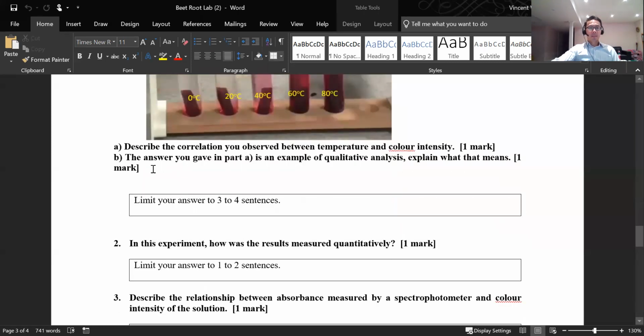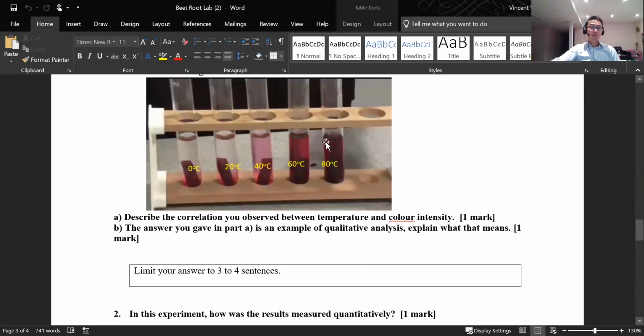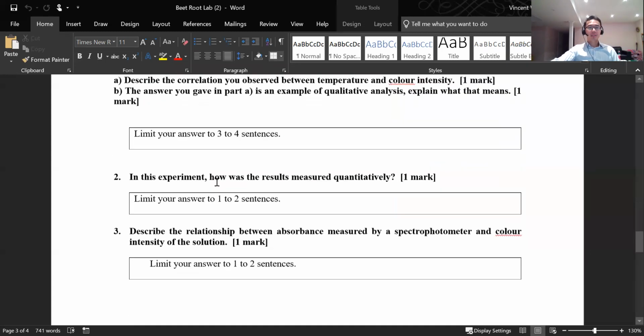Okay. Some people say qualitative analysis means it cannot be measured by a number. That's not necessarily true, right? We can actually measure the color intensity using a number, and in fact, we did in the lab, right? But it's just that you're using your senses instead of using numbers.